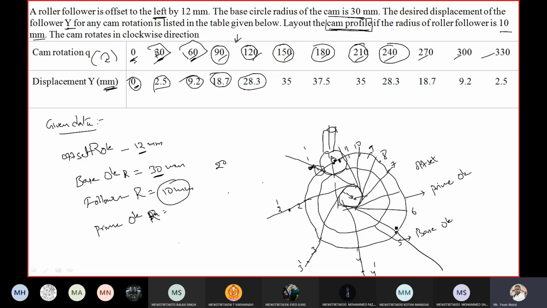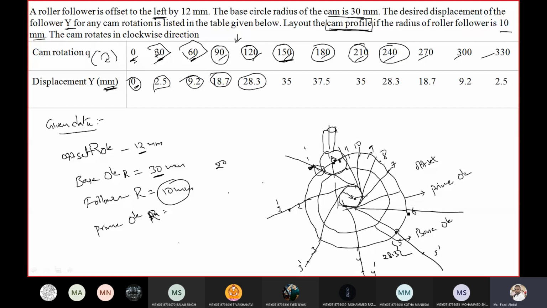Measure 28.3. Shift this fifth point along the line to 5 dash. What is the distance here to here? The distance is 20. Here to here, what is the distance? 28.3. Okay. Now go to the next line, the 150 degree line. So which one is the 150 degree line? This is the 150 degree line.